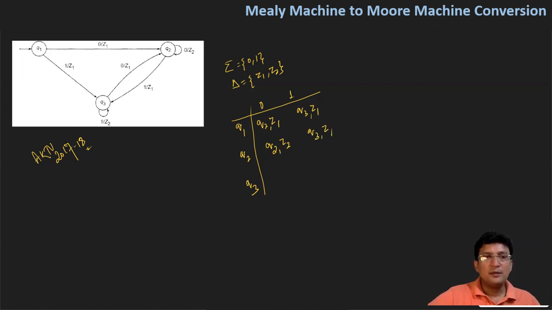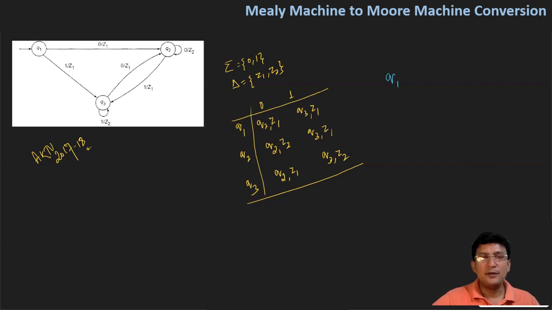Now Q3 on getting a symbol 0 goes to Q2 and produces the output Z1. And Q3 on getting a symbol 1 goes to Q3 and produces the output Z2. Based on the table, you can analyze how the conversion can be done. Looking at the Q1 state and what output is associated, you can see that there is no output associated with Q1. So Q1 is only one state.